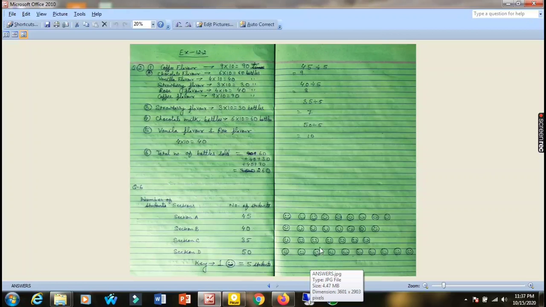Question you have to see from the book. Here I have given the solutions. Sections are given: A, B, C and D, and the number of students is 45 in section A, 40 in section B, 35 in section C and 50 in section D. Your question is to represent these numbers with the help of these smileys, or you can say with the help of a pictograph.